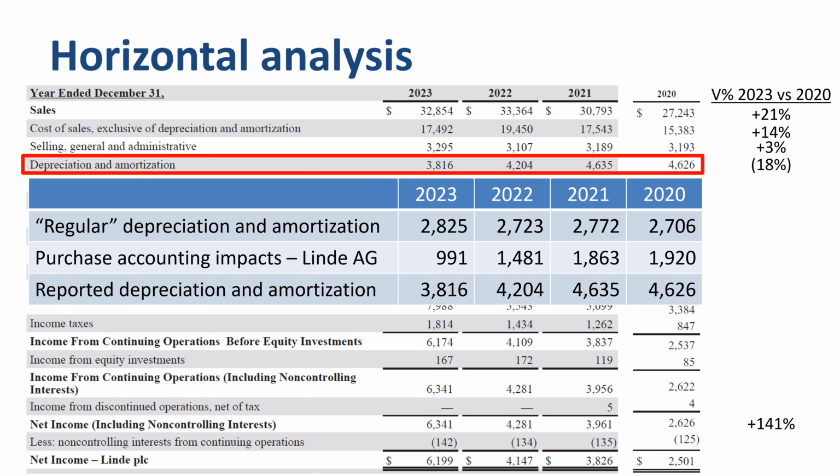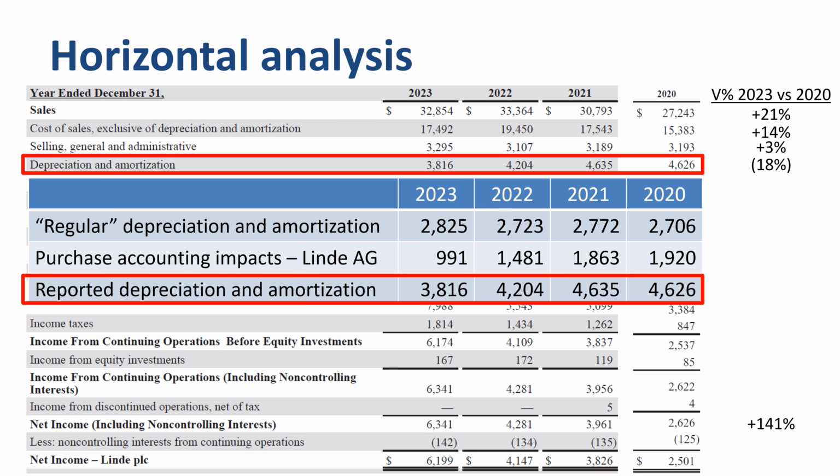These purchase accounting impacts are caused by the merger of equals between Praxair and Linde, which was completed back in October 2018. The sum of the regular depreciation and amortization plus purchase accounting impacts adds to the reported numbers in the income statement.